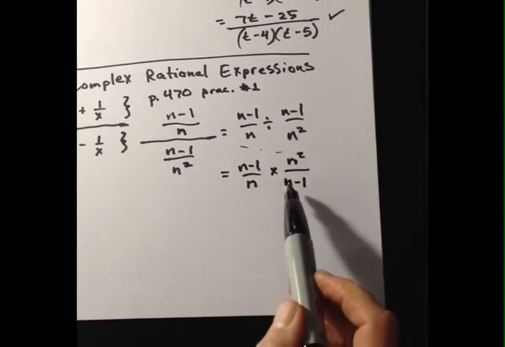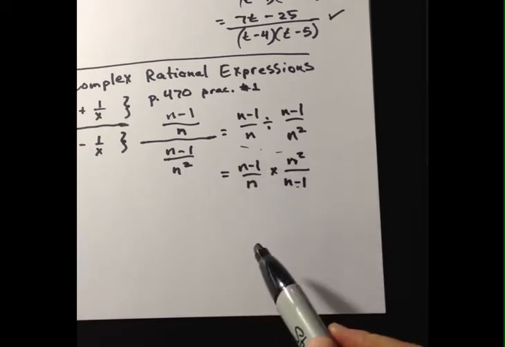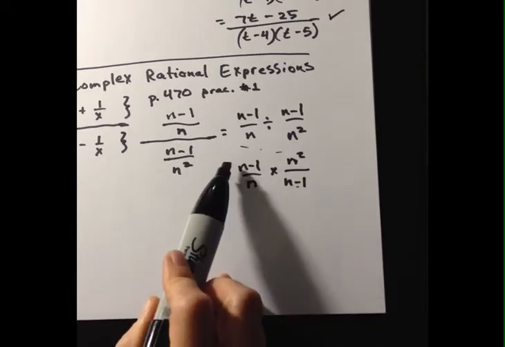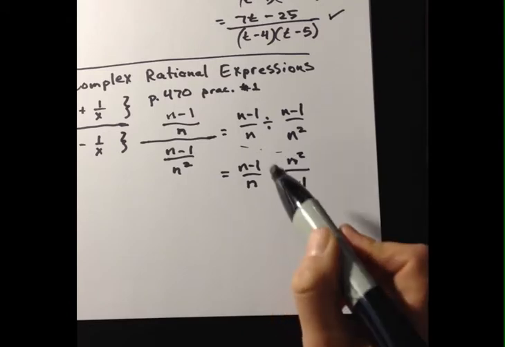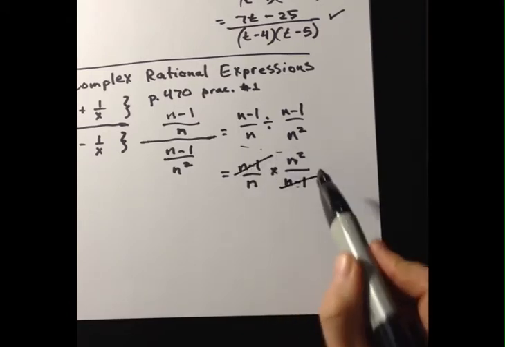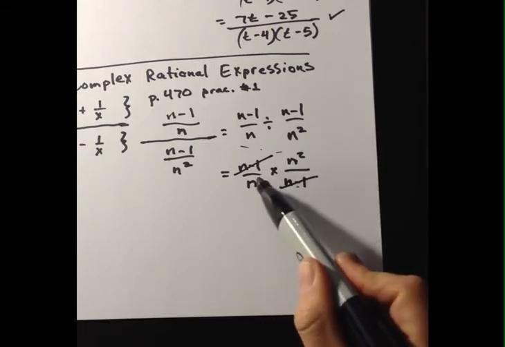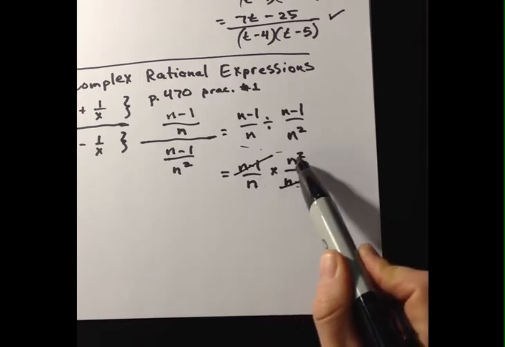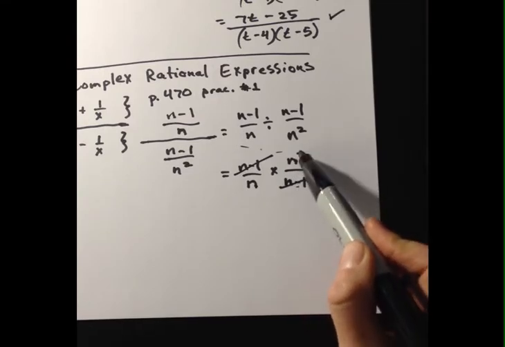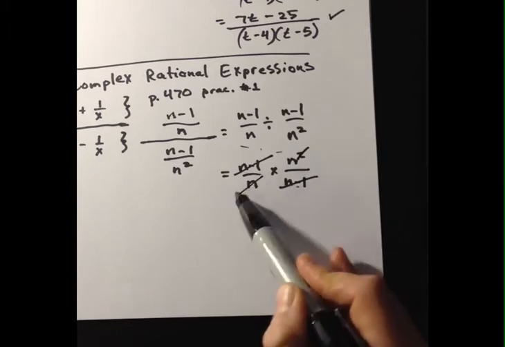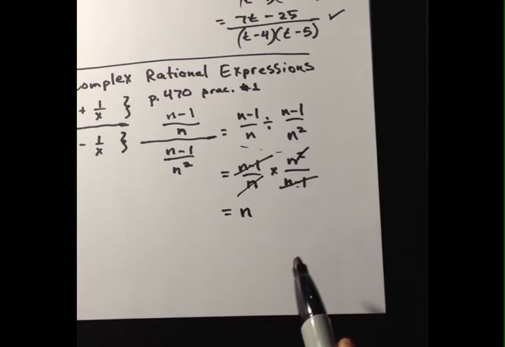When we're multiplying, now we want to multiply numerators and multiply denominators. But I'm going to notice right away that my numerator up here is the same as my denominator down there. Therefore, this and this cancel. I'm also going to notice that I have a factor of n down here and a factor of n times n up here. So I'm going to factor out one of these n's, cancel it with one of those n's down there. That leaves me with n.